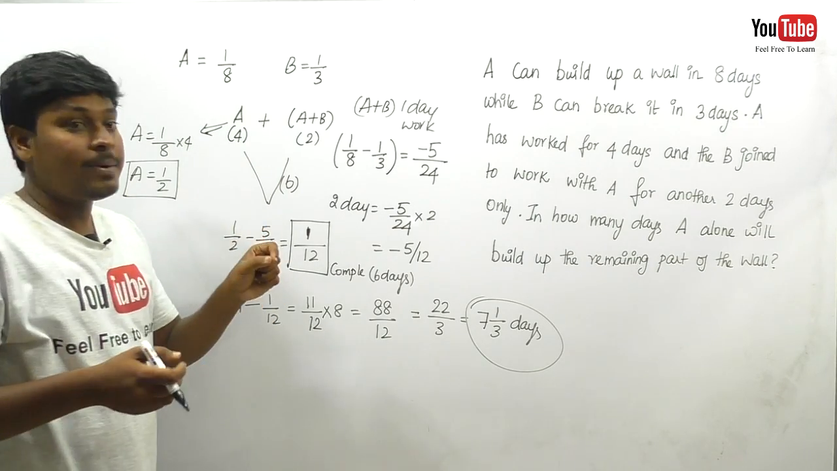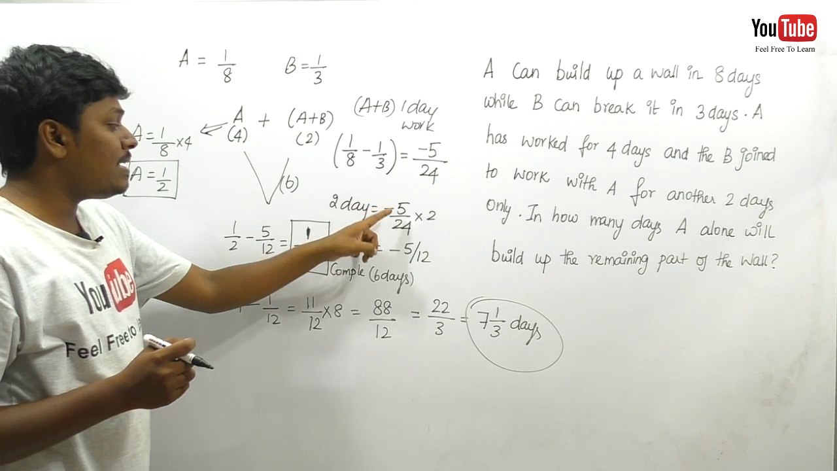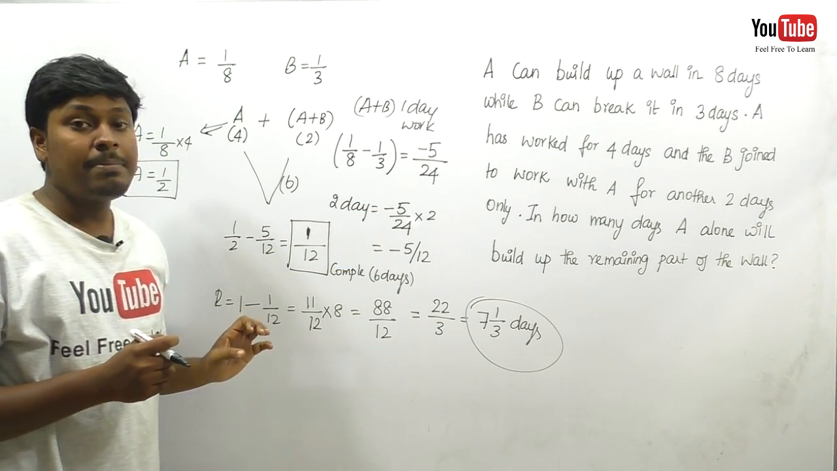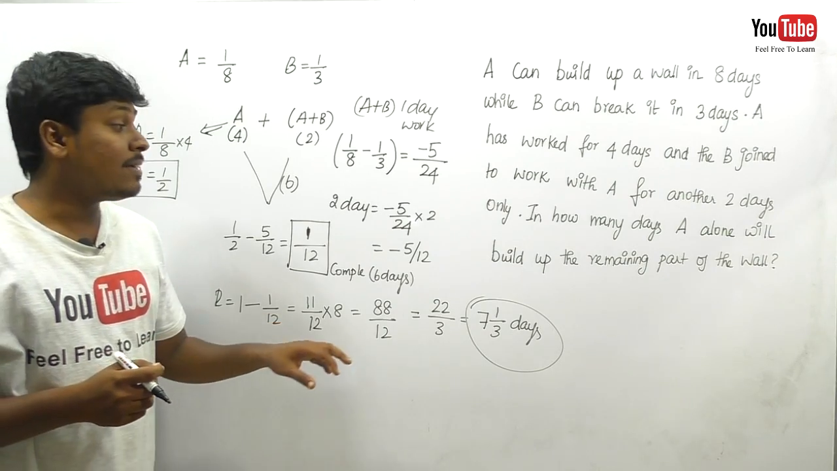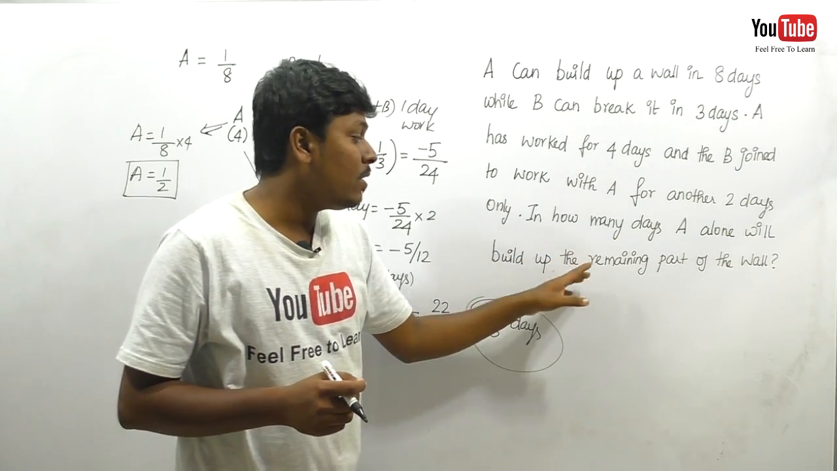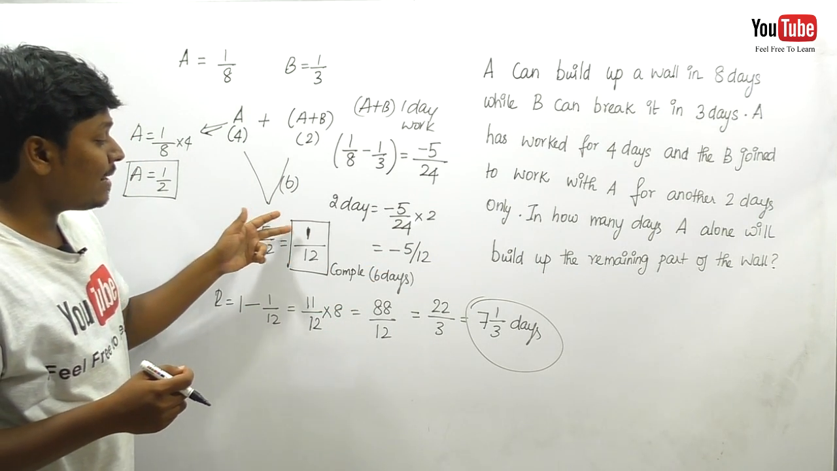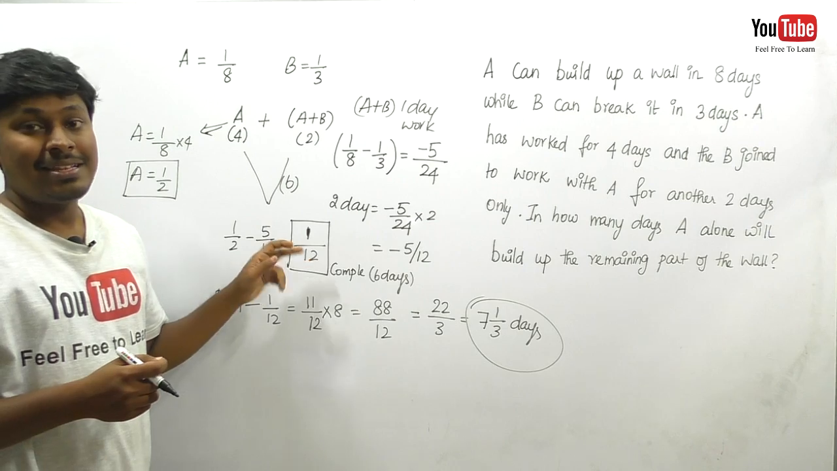So I have found the 6 day work, that is A's 4 day work, then A plus B's 2 day work, that is minus 5 by 12. So finally I got 1 by 12 part is completed in 6 days. But our target is to find how many days A alone will complete the remaining part. To calculate the remaining part, that is 1 minus 1 by 12, that is 11 by 12.